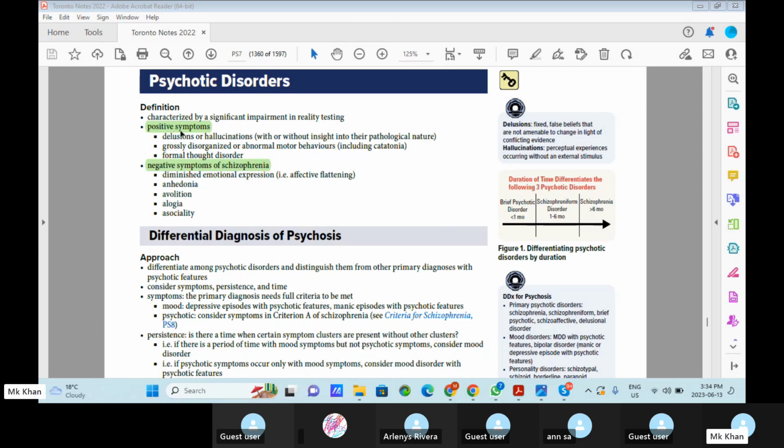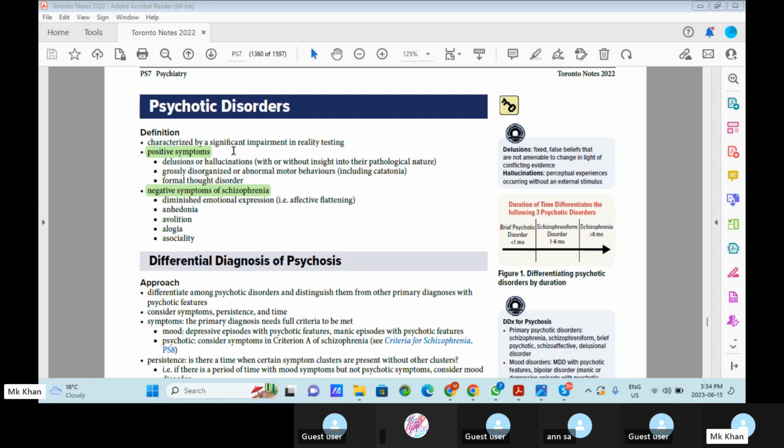So there are basically positive symptoms and then negative symptoms. So what are positive symptoms? Delusions, hallucinations with or without insight into pathological nature, grossly disorganized and abnormal behavior, and formal thought disorder. So basically delusion, hallucination, thought disorder, and then disorganized behavior. These are the positive symptoms. And what are negative symptoms of schizophrenia? Diminished emotional expression, anhedonia, avolition, and all this, kind of apathy and flat face and no emotions. So those are the negative ones, and delusion and hallucinations are the positive ones.